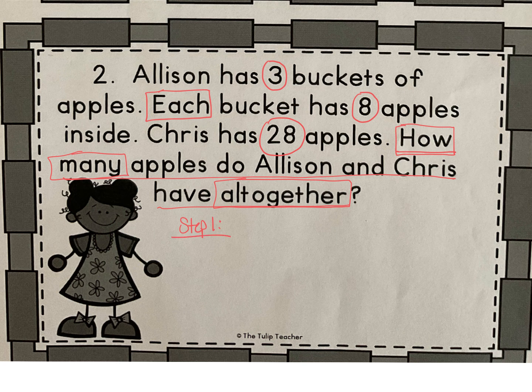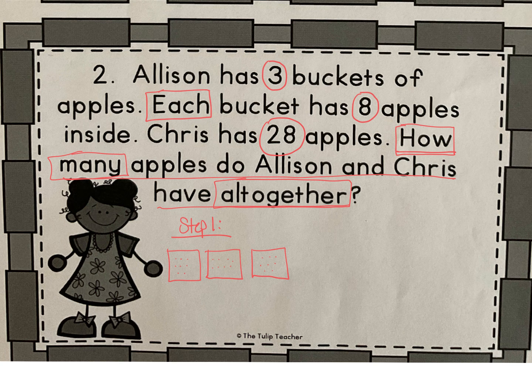Okay, so let's step one. So Allison has 3 buckets of apples and each bucket has 8 apples. So I'm literally imagining here's 3 buckets. Okay, and they each have 8 apples. So 1, 2, 3, 4, 5, 6, 7, 8. 1, 2, 3, 4, 5, 6, 7, 8. 1, 2, 3, 4, 5, 6, 7, 8.